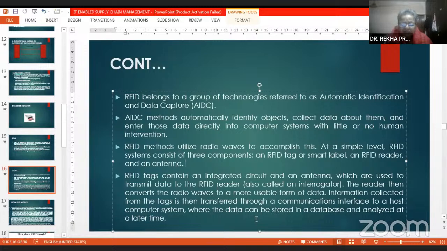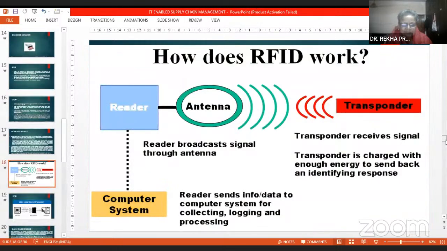The reader then converts the radio waves into a more usable form of data. Information collected from the tag is then transferred through a communications interface to a host computer system where the data can be stored in a database and analyzed at a later time. So here the whole job is done more automatically, and it can be done from a remote place also. It need not be in the same place.